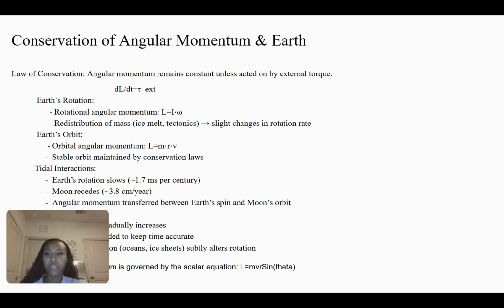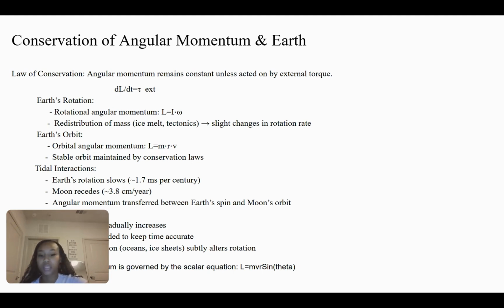And basically, how the conservation of angular momentum relates to Earth is that Earth's rotation slows down and the day becomes longer by 1.7 milliseconds per century, and the moon moves further away from Earth about 3.8 centimeters a year. The total angular momentum is conserved but shared differently between the Earth's spin and the moon's orbit. So the slowing of Earth's rotation and the moon drifting away is a direct result of angular momentum conservation.